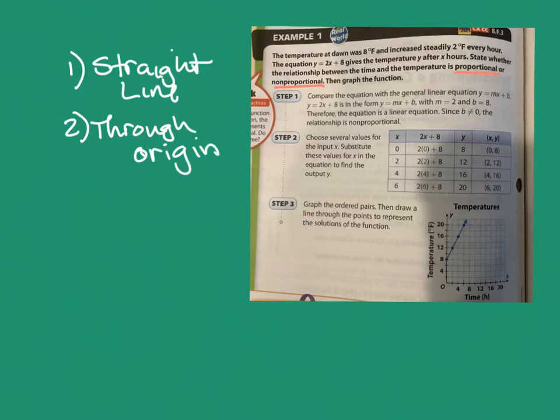We graph the ordered pairs: 0 on the x, 8 on the y. 2 on the x, turn and go 12 on the y, boom. 4 on the x, turn and go 16 on the y, boom. 6 on the x, turn and go 20 on the y, boom. Draw the line. It is a straight line, but not going through the origin. My inputs have only one output, so this is also a function.